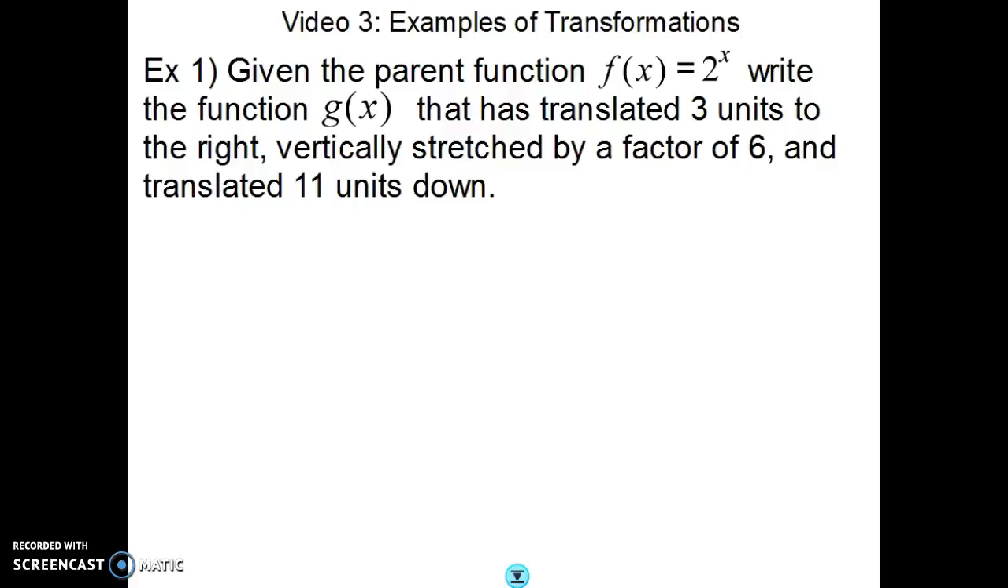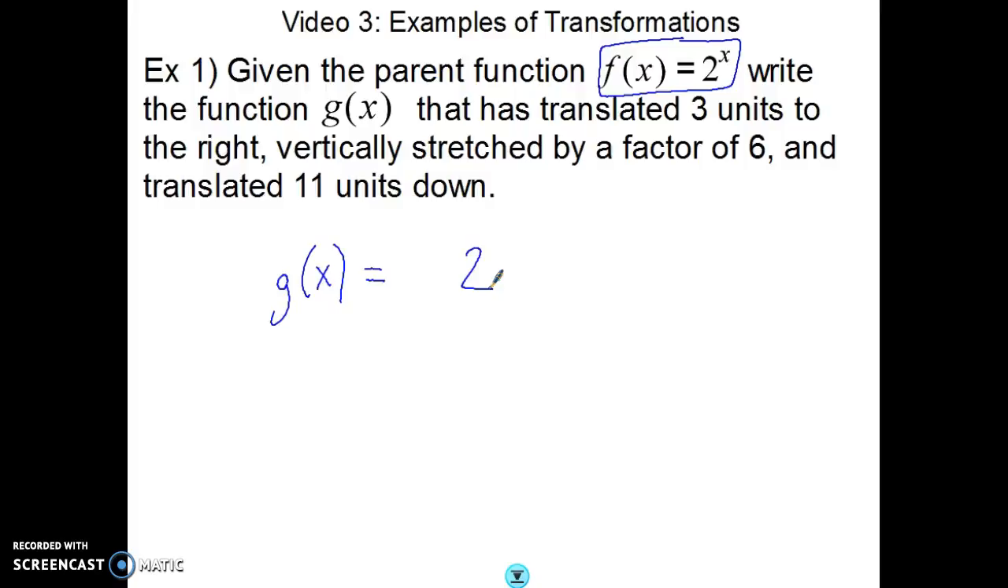In video 3, we're just going to be looking at a couple examples of transformations. In this first example, we are given that the parent function f of x equals 2 to the x, and we want to find a new function g of x that has these several transformations applied. So the first thing we want to notice is our parent function, again, is 2 to the x, which means that our new function g of x is also going to be an exponential function with a base of 2.